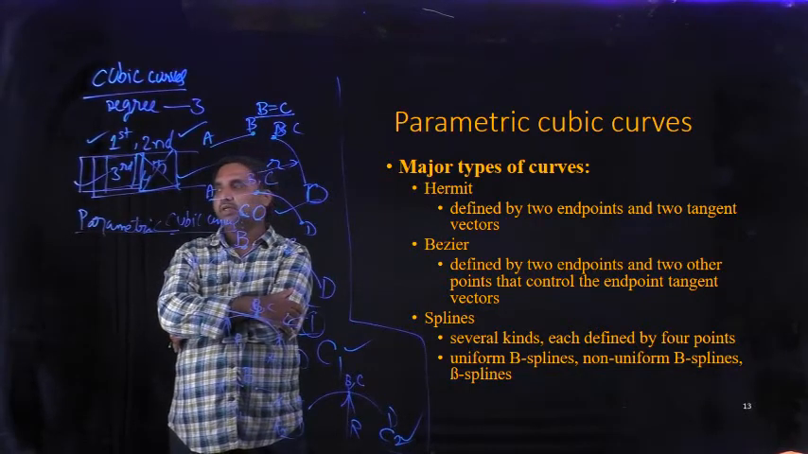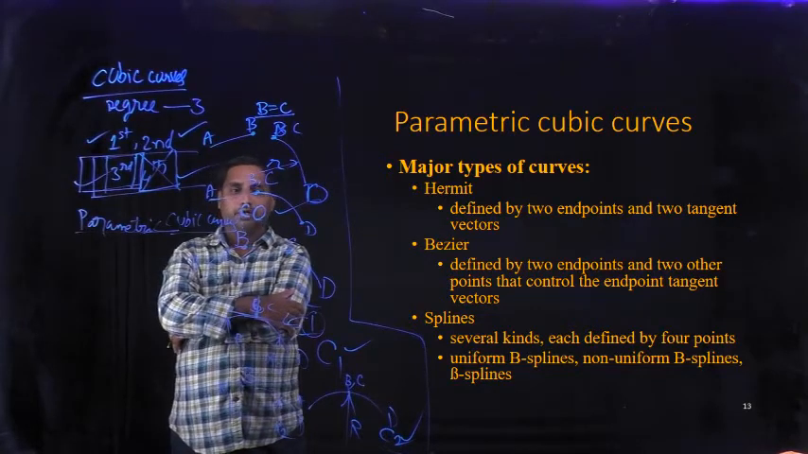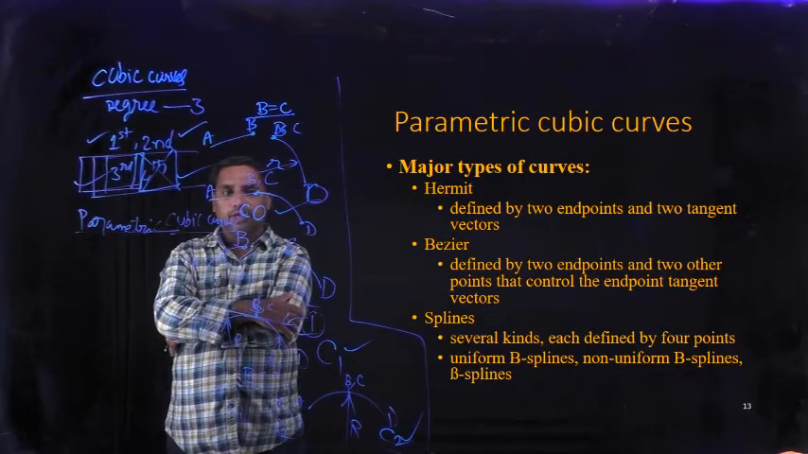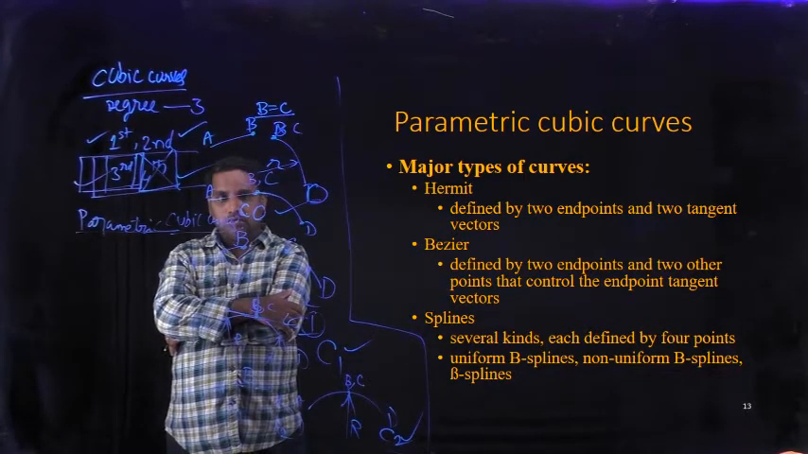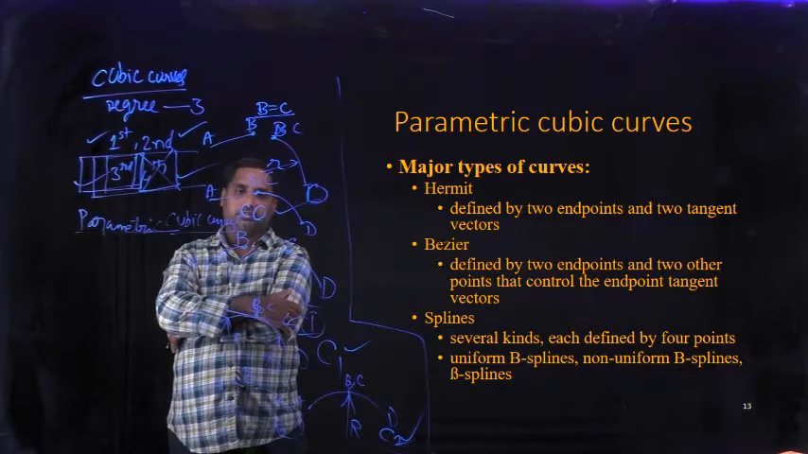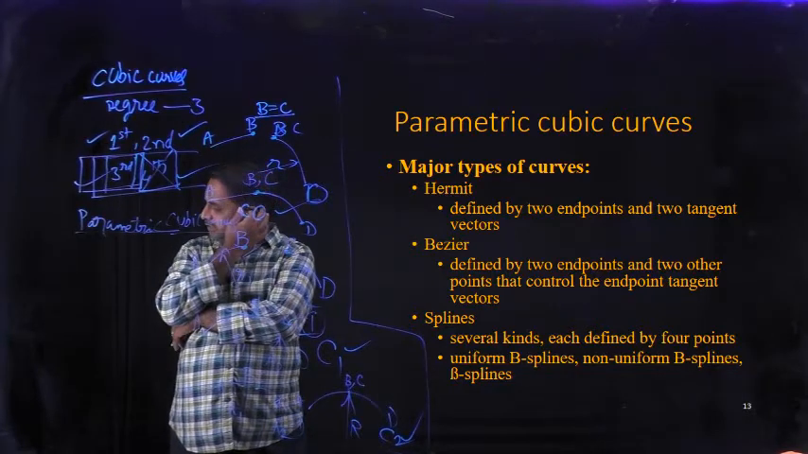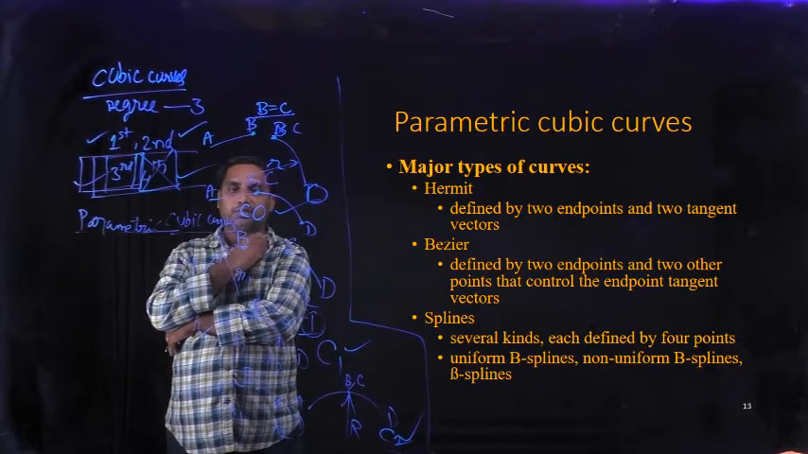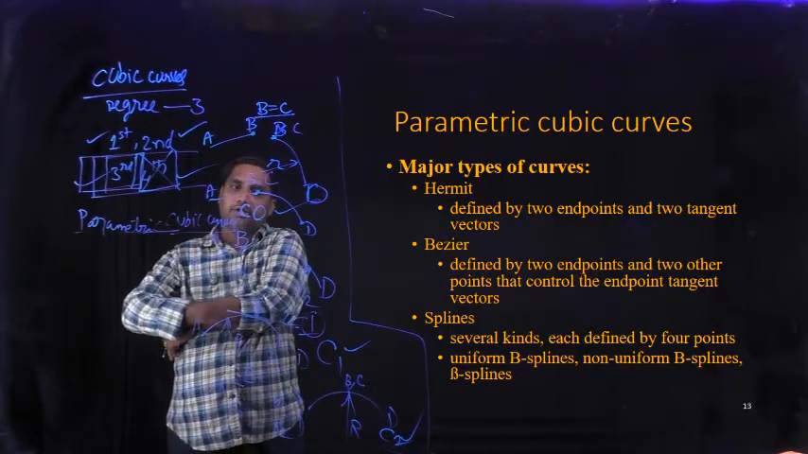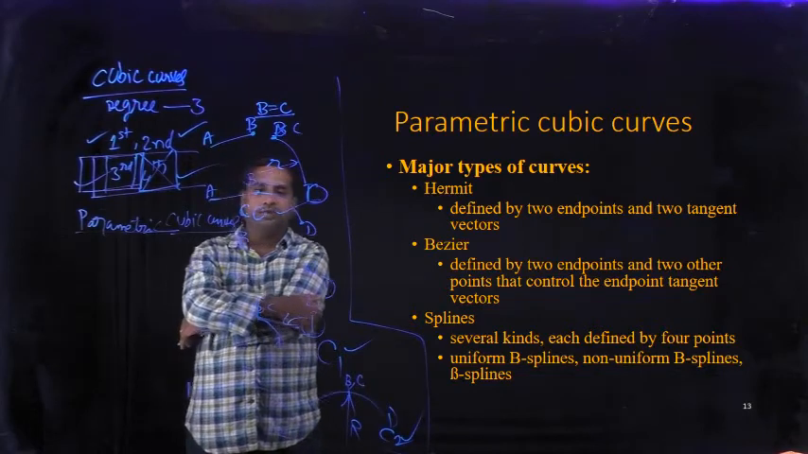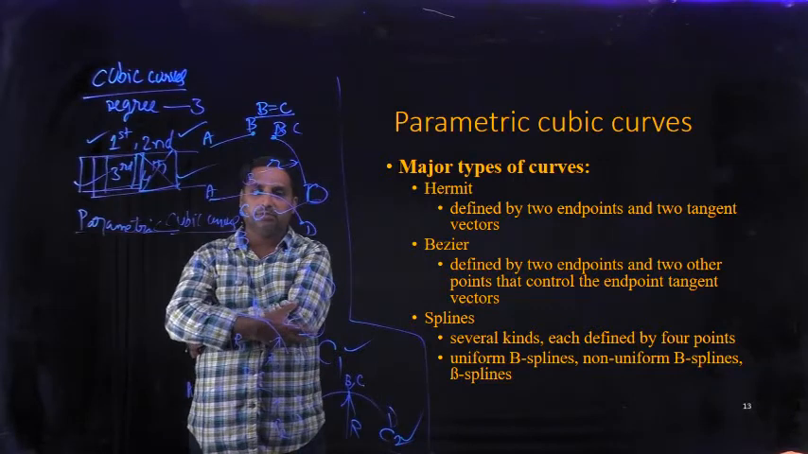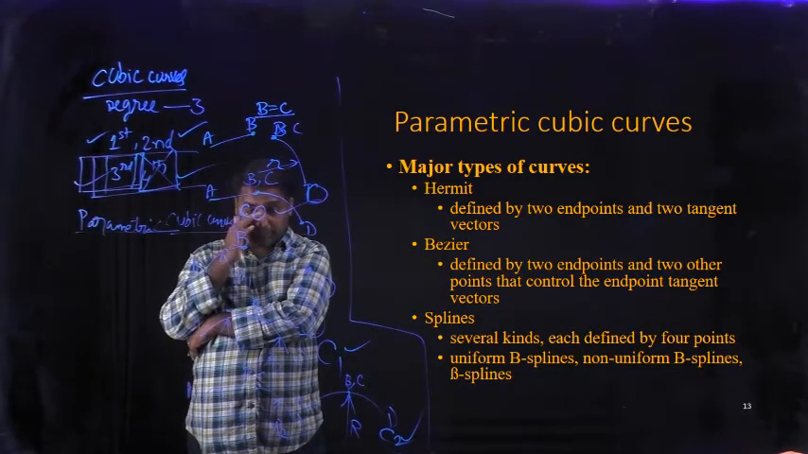What about a Hermite curve? Read out the sentence. Defined by two endpoints and 2 tangent vectors. Hermite is a cubic curve. Its other name is cubic spline. You can call it Hermite cubic spline. Okay, so it is defined by a cubic spline, a 3rd degree curve.